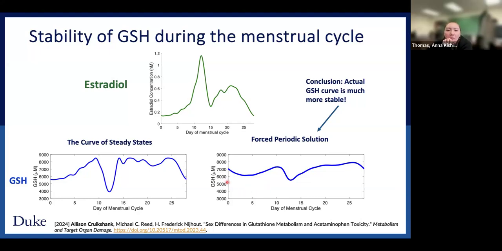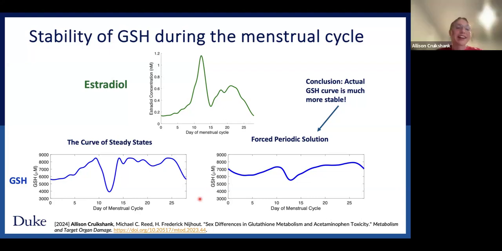Could you just say again what the difference was in the right plot? Yeah. So for the right plot, we don't calculate the steady state at each estradiol concentration. We let estradiol vary, and then the solution of glutathione stabilizes to this periodic solution.